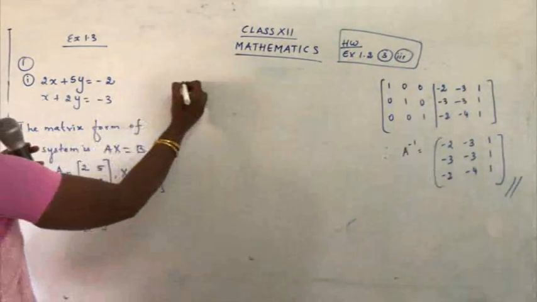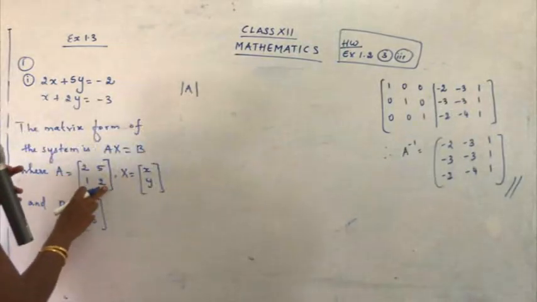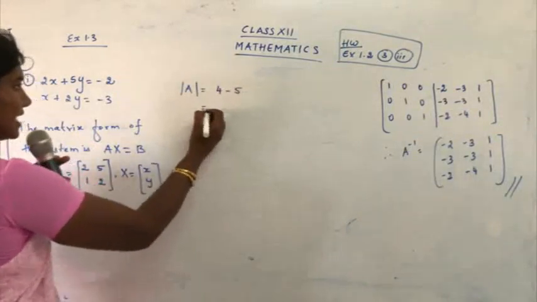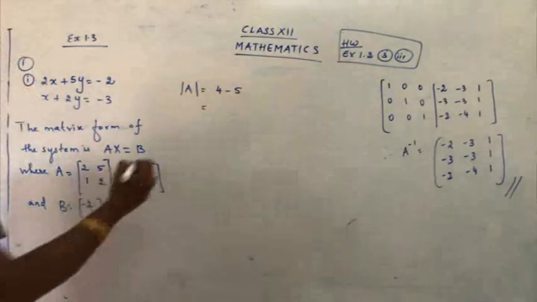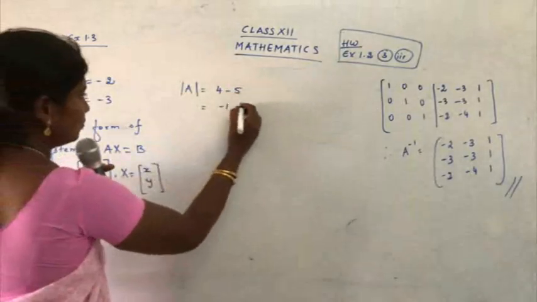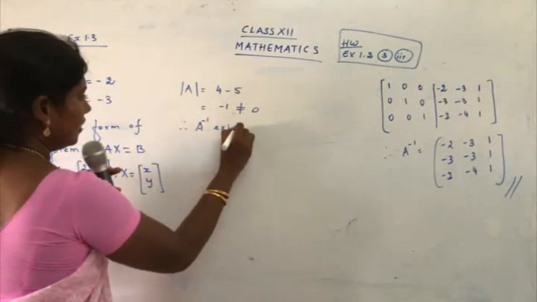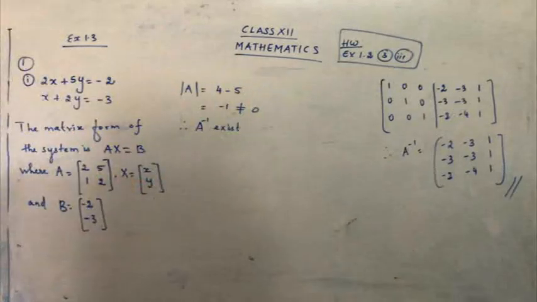So determinant of A is equal to, we have a matrix here, yes children. 2 2s are 4 minus 5. What is the answer? Minus 1, which is not equal to 0. Therefore, A inverse exists. So we can apply the matrix inversion method.